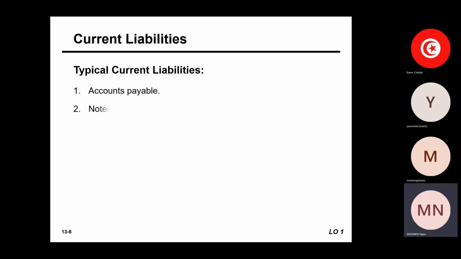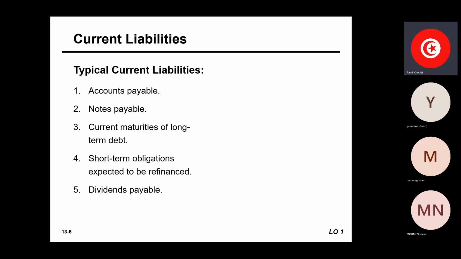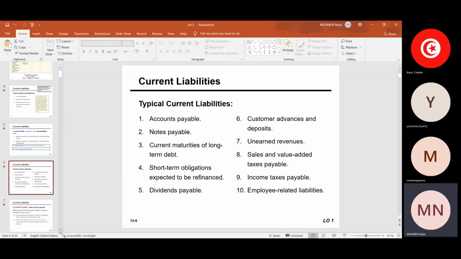So we started talking about the typical types of current liabilities. We stopped at dividends payable, so we'll cover this again. Is there any problem regarding any issue in particular for the current maturities of long-term debt or short-term obligations expected to be refinanced? No, it's clear. Okay, good. So let's move on to where we stopped last time.